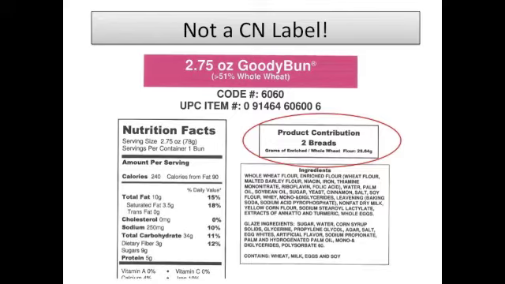This is an example of what is not a CN label. This product states that it contains 2 breads, but it doesn't specify how they determine this and whether it's based on the National School Lunch Program crediting or diabetic exchanges. You could still use the information on this label to make a determination, but it would likely be less than the 2 grain ounce equivalents listed.